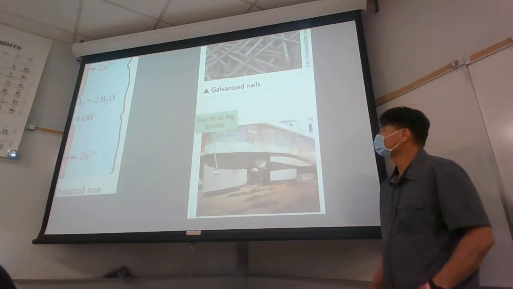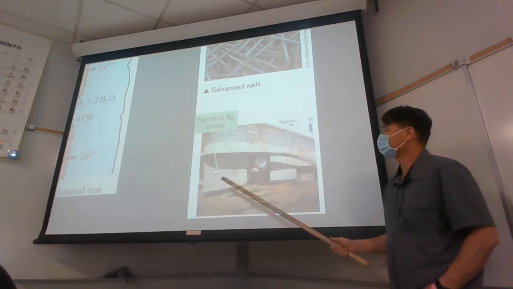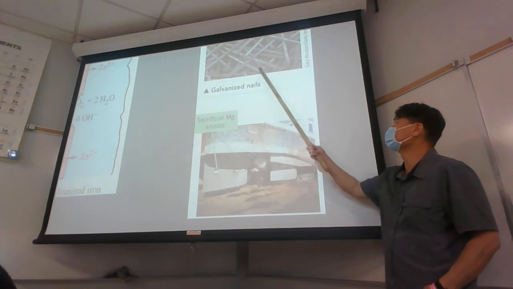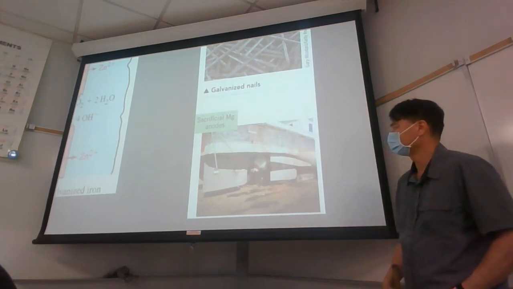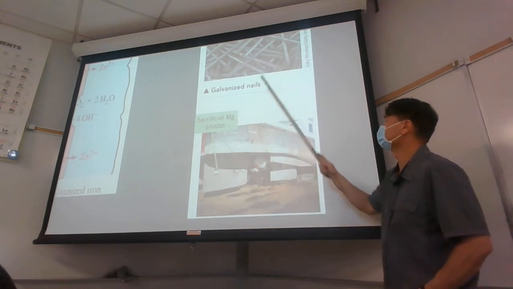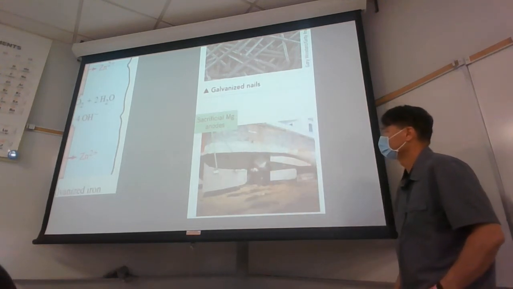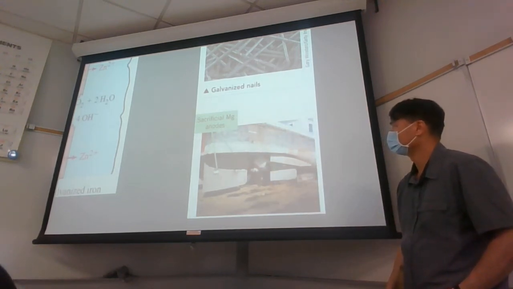So to prevent something like that from happening, you can have replaceable anodes. We aren't going to recoat our nails. Once they're in the wall, you can't do anything. Just hopefully you have enough zinc to protect the iron for the life of the building.